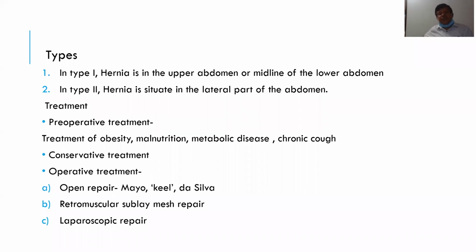So this again we can diagnose clinically as well as by investigation: sonography, CT scan or X-ray, all those things. Once it is a diagnosed case of incisional hernia, then we have to take some measures, preoperative treatment or preparation. Among that, treatment of obesity, treatment of malnutrition, and metabolic disease should be corrected, chronic cough, constipation, all those things should be corrected.